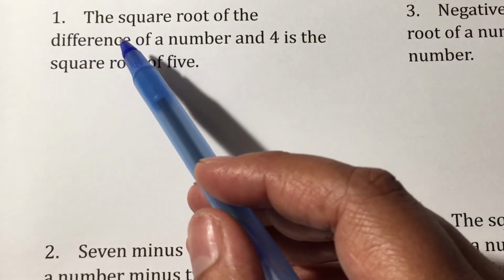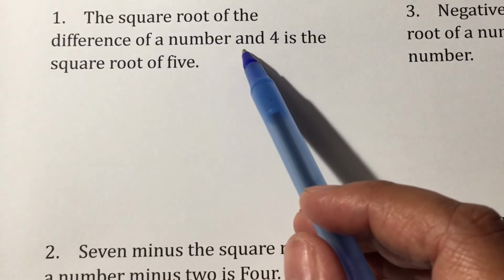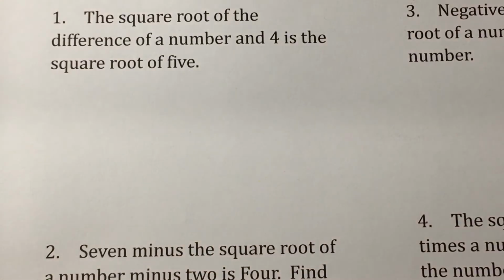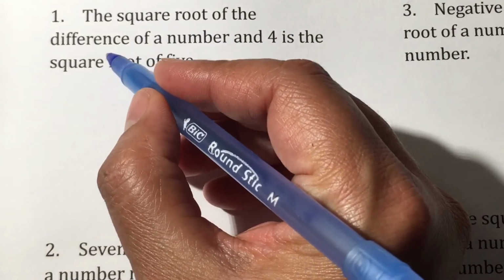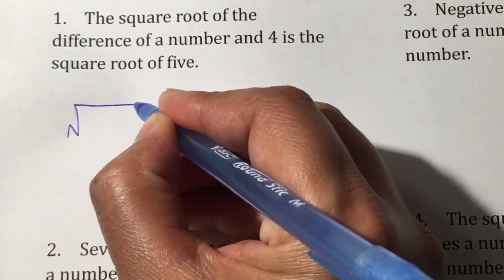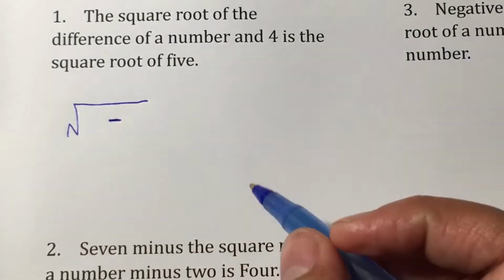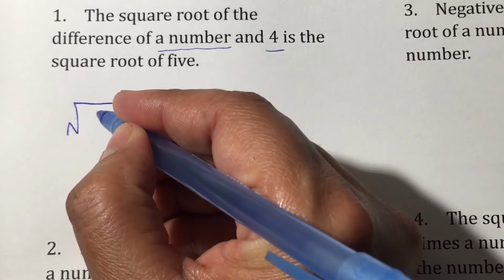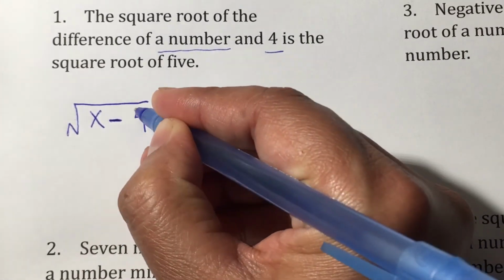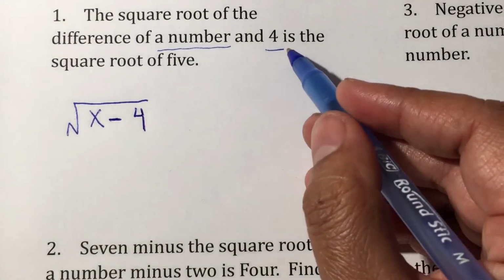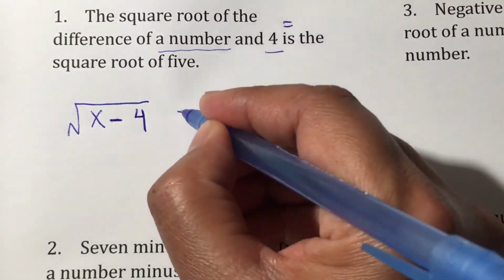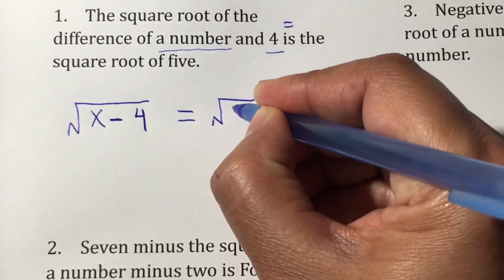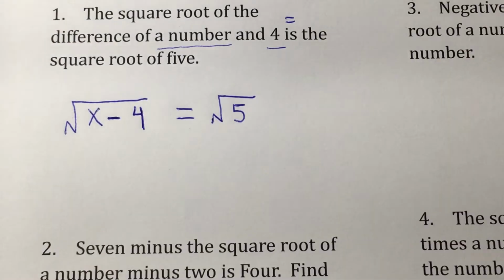The first one says the square root of the difference of a number and 4 is the square root of 5. So the square root of the difference, that means that you have a square root and there is a difference inside. And what is the difference? A number and 4. Then is always stands for equal. The square root of 5. So we already set up the equation.